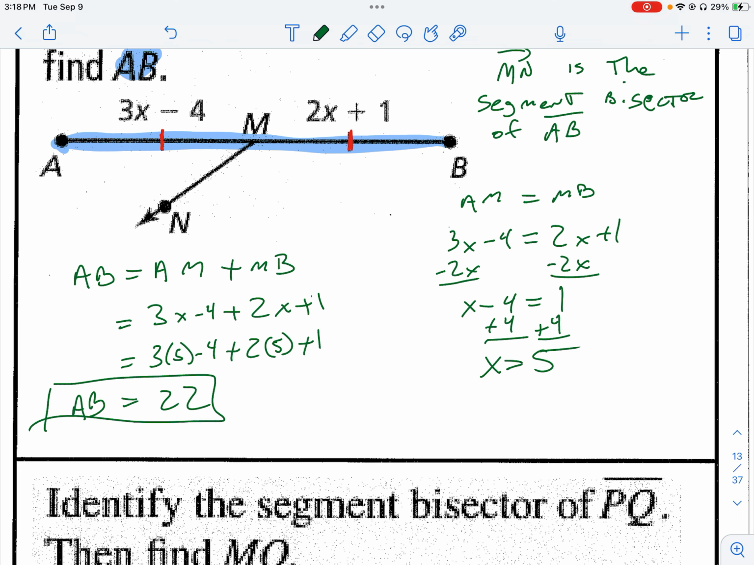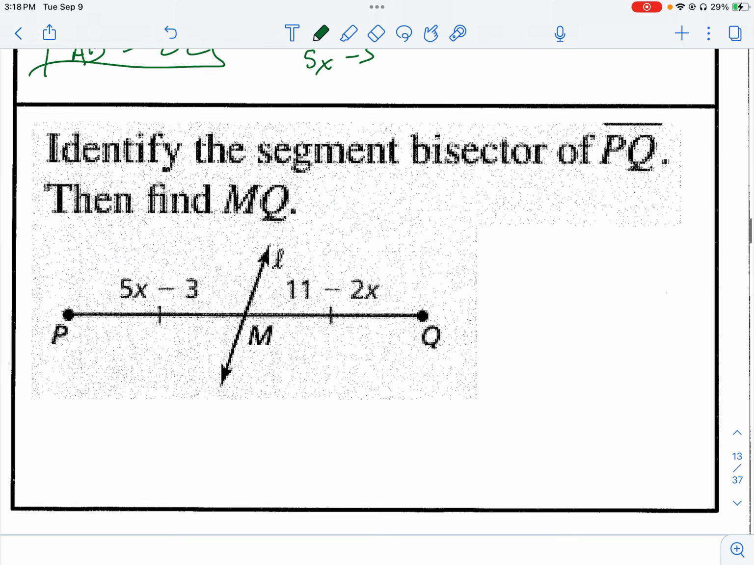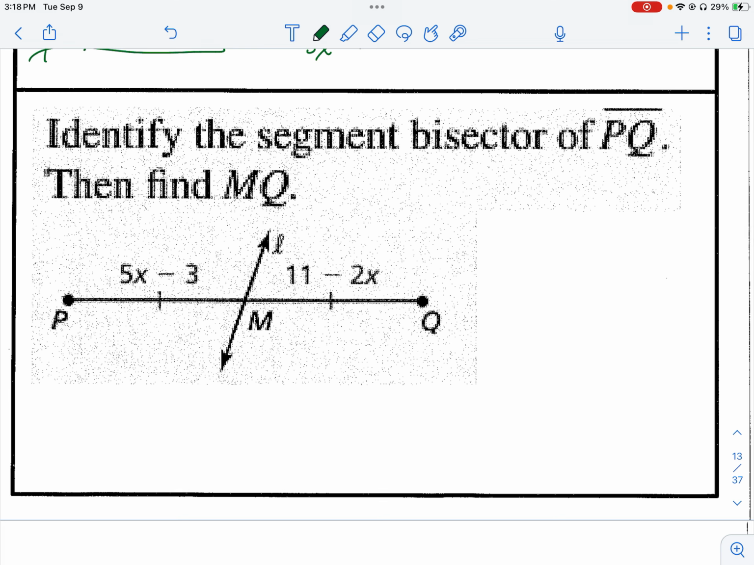Or I could have plugged it into one side and doubled it. Or I could have combined my like terms and had 5x minus 3 equals AB. 5 times 5 is 25. Minus 3 is 22. A lot of different ways to get to exactly the same spot. All right, so given what we just did, pause the video, do this problem, and then we'll work through it together and see how you did.